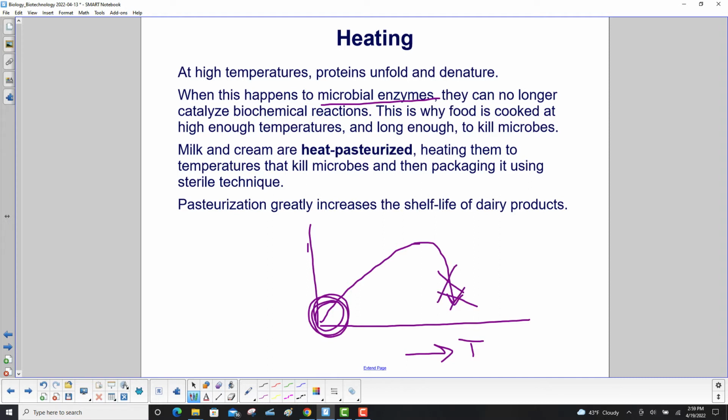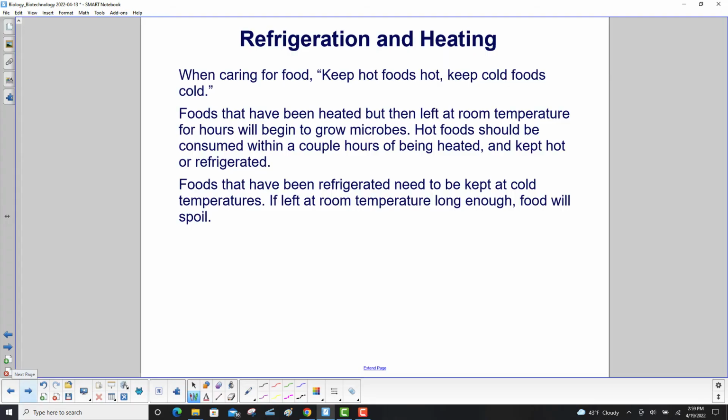Milk and cream are heat pasteurized, heating them to temperatures that kill microbes and then packaging it using the sterile technique. Pasteurization greatly increases the shelf life of dairy products. Here's a little mnemonic. When caring for food, keep hot foods hot and keep cold foods cold. Foods that have been heated but then left at room temperature for hours will begin to grow microbes. Hot food should be consumed within a couple hours of being heated and kept hot or then refrigerated. Foods that have been refrigerated need to be kept at cold temperatures. If left at room temperature long enough, food will spoil.